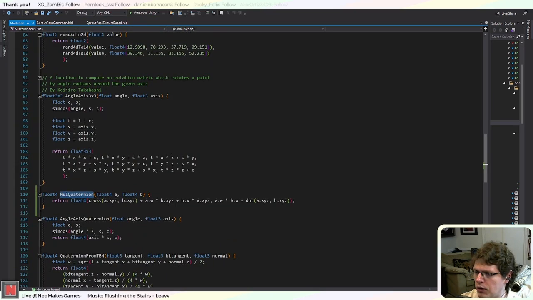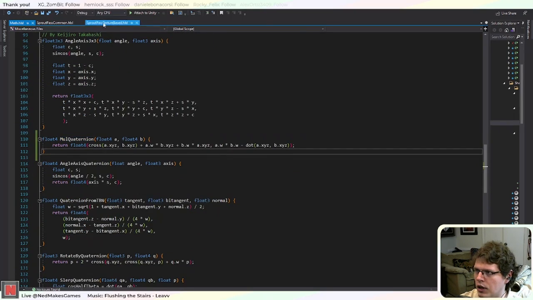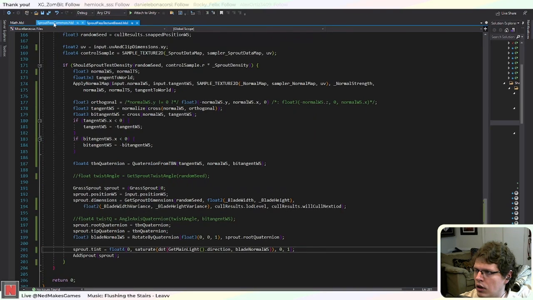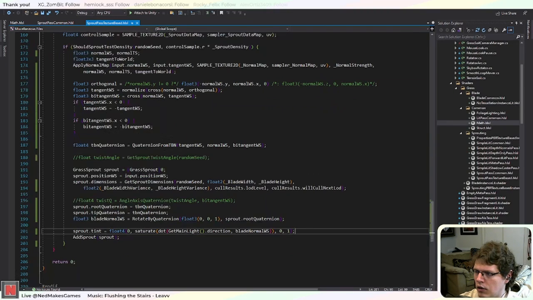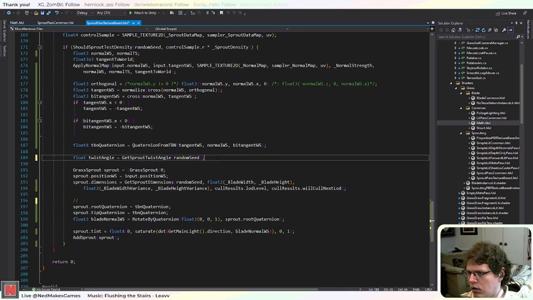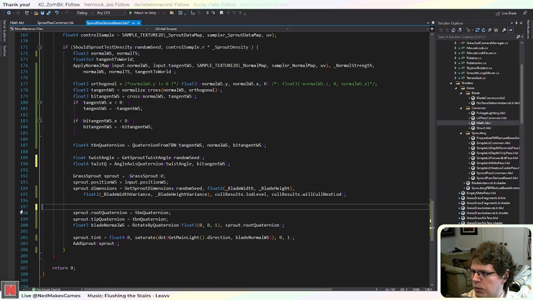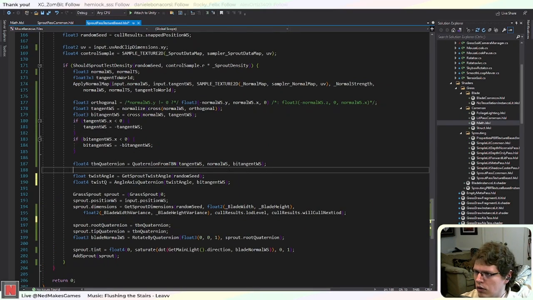Okay, so the reason we need this is because we can multiply quaternions together to apply consecutive rotations. So what I want to do now is multiply this twist quaternion into the tangent space. So this transforms tangent space in the terrain. Oh wait, oh no, it's tangent space on the card into world.